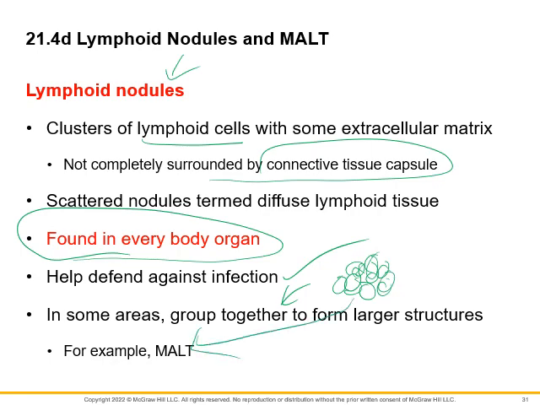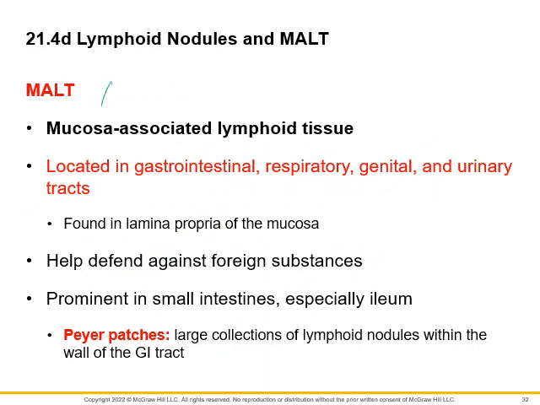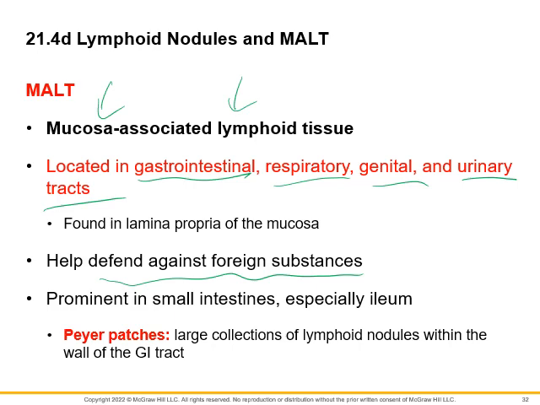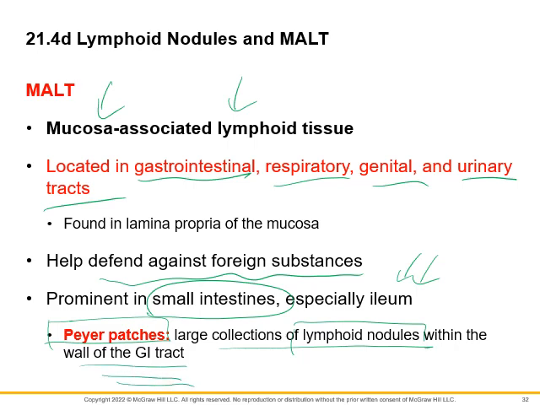So one of the examples is MALT. MALT is mucosa-associated lymphoid tissue. We have this in the GI tract, respiratory, genitals, urinary tract. So this helps defend against foreign substances, lots in the small intestines, especially the ileum. There's something called Peyer's patches. These are large collections of lymphoid nodules within the GI tract. So you can imagine how this would be useful if we're here in the ileum of the small intestine. This is the major site of absorption, right, of the food that we eat.